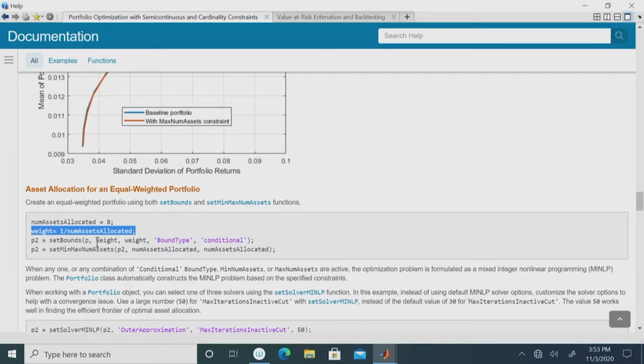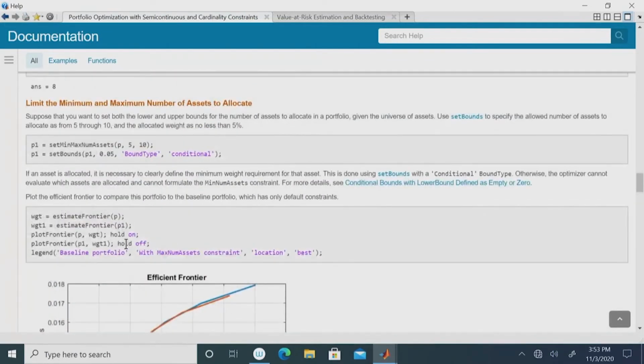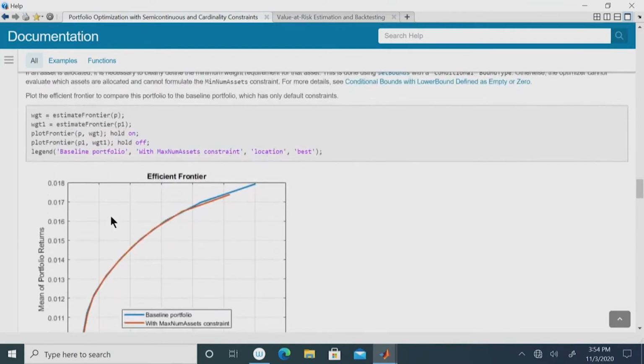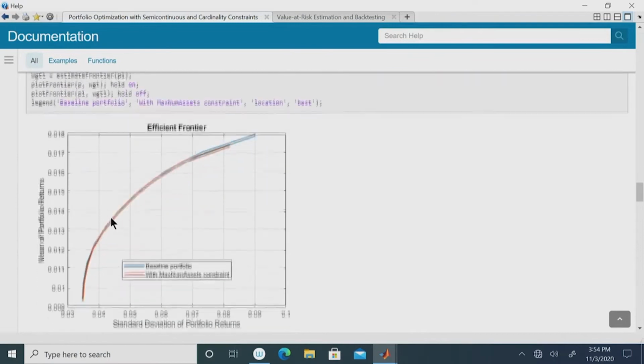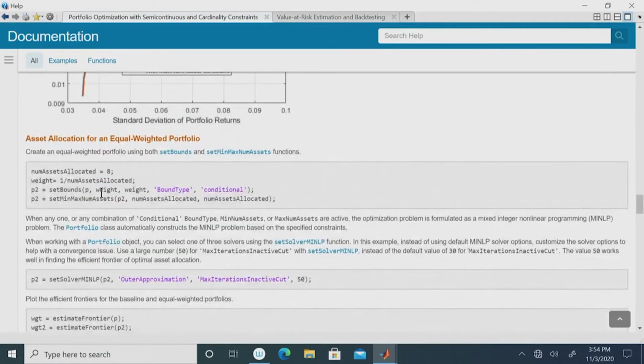The bounds are set in an interesting manner, where you put the bounds to be P weight. Here, if you observe, we have set the bounds P 1 0.05. So that means the minimum weight is going to be 0.05, but here we are setting that the minimum as well as the maximum weight for each asset is simply going to be 1 over 8. Also, we set the minimum number of assets and maximum number of assets to be identical, which is basically going to be equal to 8 that we have chosen.